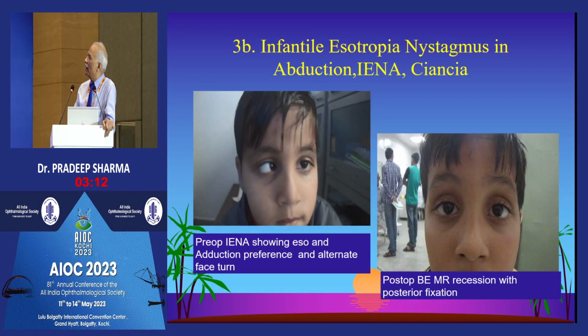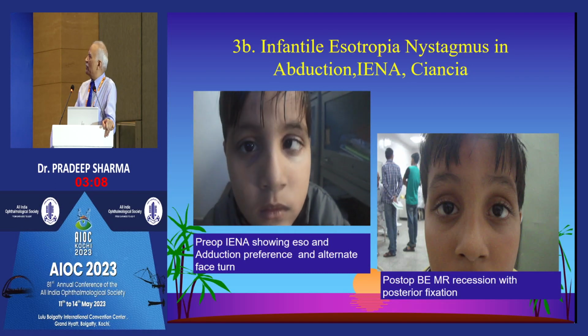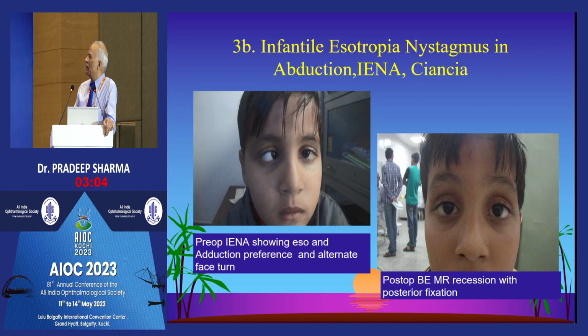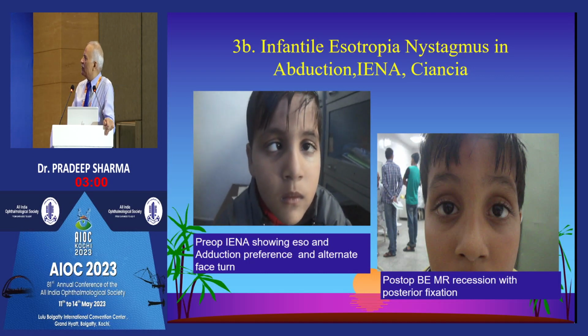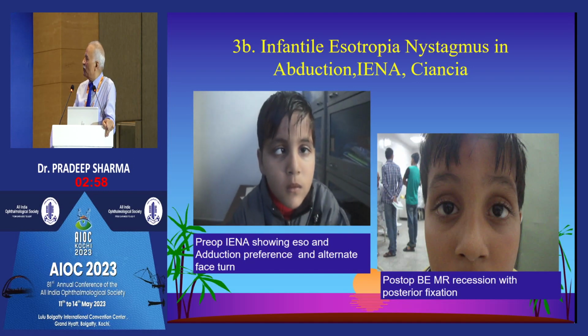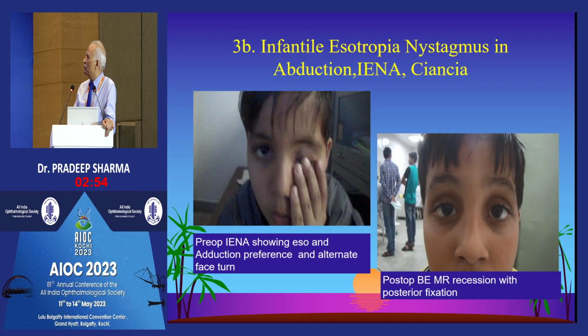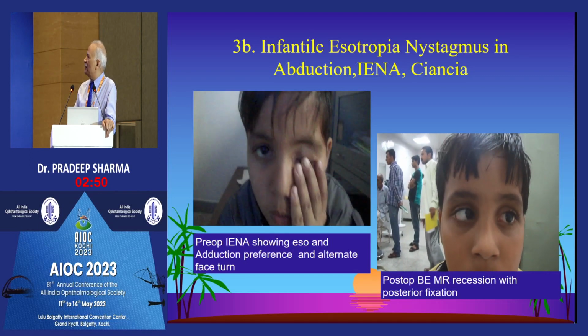Ciancia syndrome or infantile esotropia with nystagmus in abduction cases, they will usually have a face turn to either side, whichever is the eye in adduction. And if that is there, if you are planning a surgery, always do a medial rectus recession with a posterior fixation in order to correct the head posture along with the squint. That's what has happened in the second video. You can see the head is straight as well as the eyes are straight.